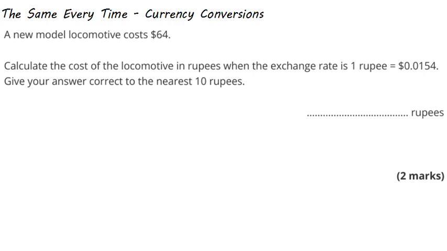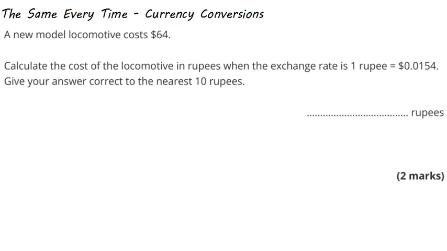So a new model locomotive costs $64. Calculate the cost of the locomotive in rupees when the exchange rate is 1 rupee, $0.0154, and then give your answer correct to the nearest 10 rupees. If you've watched the previous videos, then why not pause the video and have a go at this one, and then you can check your answer with mine.